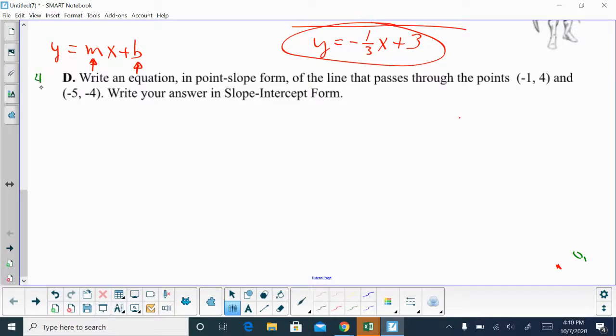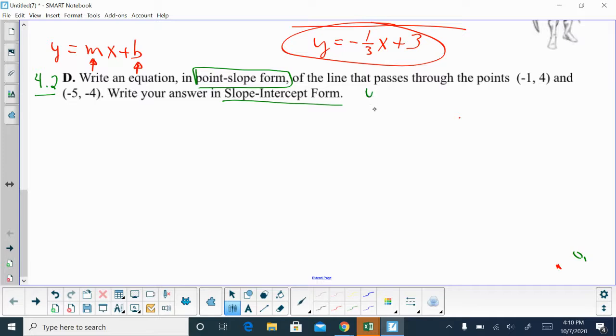Okie dokie. Last example for 4.2, point slope form. So they want us to write an equation in point slope form and then write our answer in slope intercept. Okay, so point slope form of a line that passes through these 2 points.